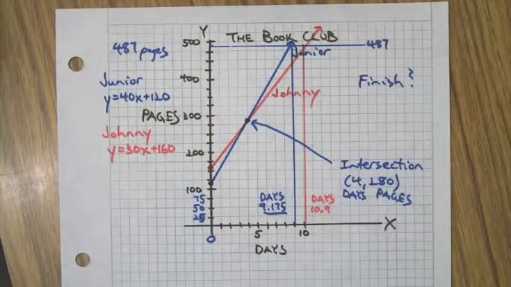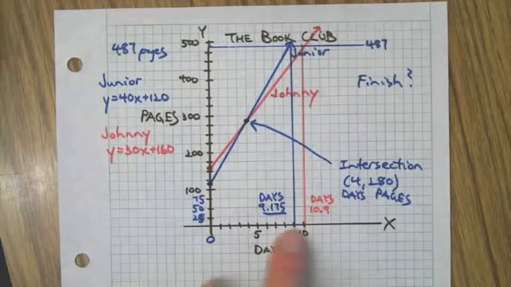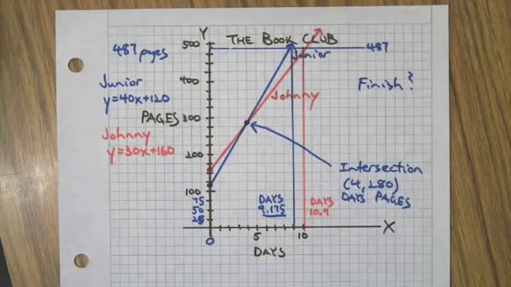Okay, we can see where they intersect. We can see that Junior is going to finish first. And even though our numbers don't exactly match our calculations from the other page, we can definitely see Junior is going to finish first. Okay, that's going to do it.